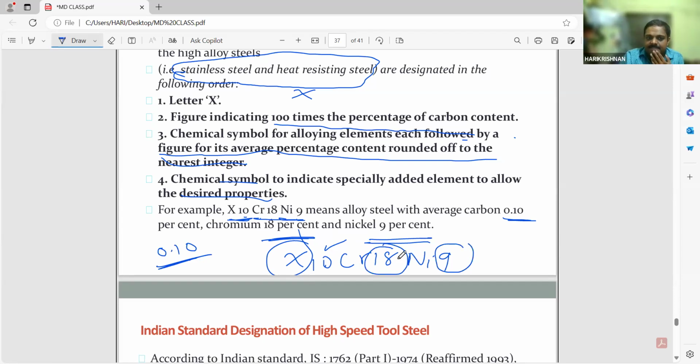Okay, I think the concept is clear. X10 means 0.10 percentage of carbon because you have to multiply the carbon content by 100. So 0.10 into 100, Cr18 means 18 percentage of chromium is there, 9 means 9 percentage of nickel is there.